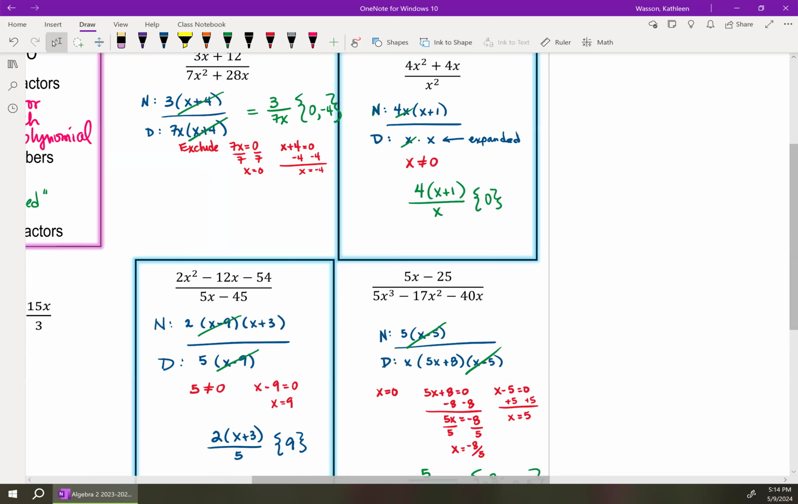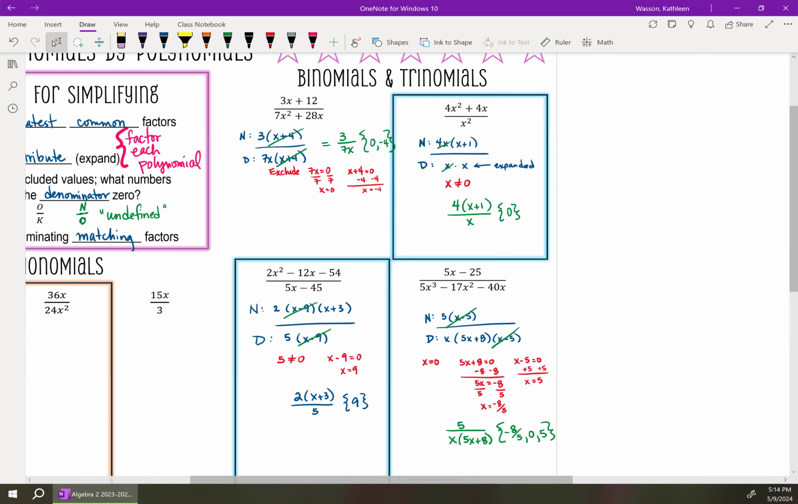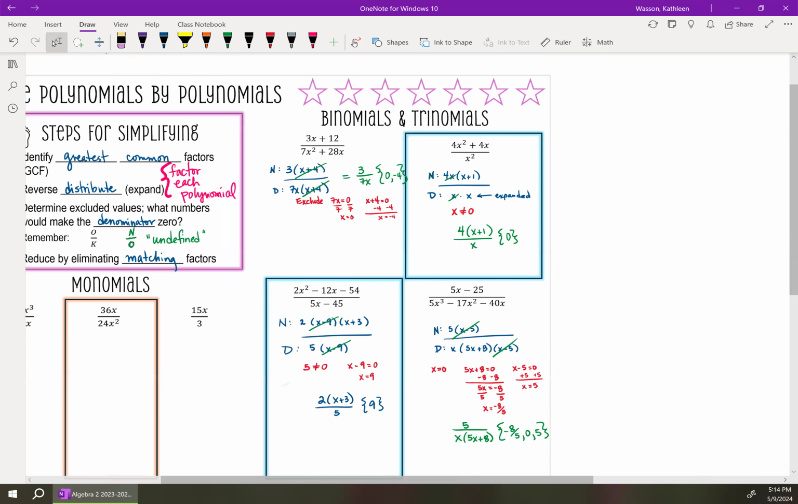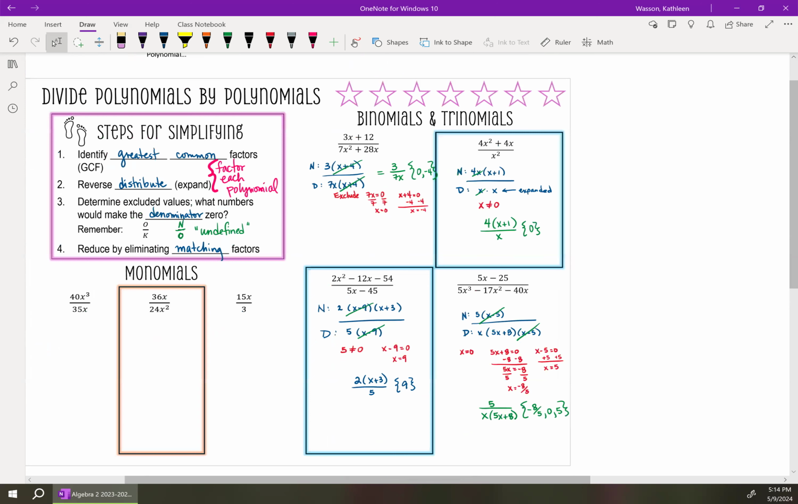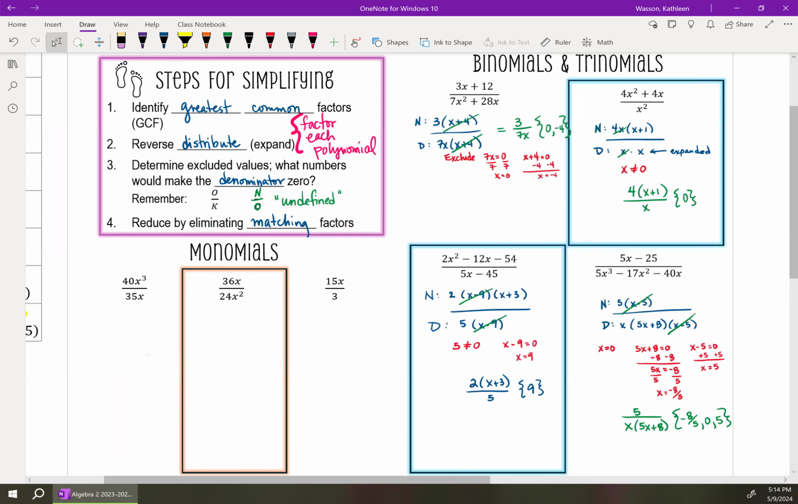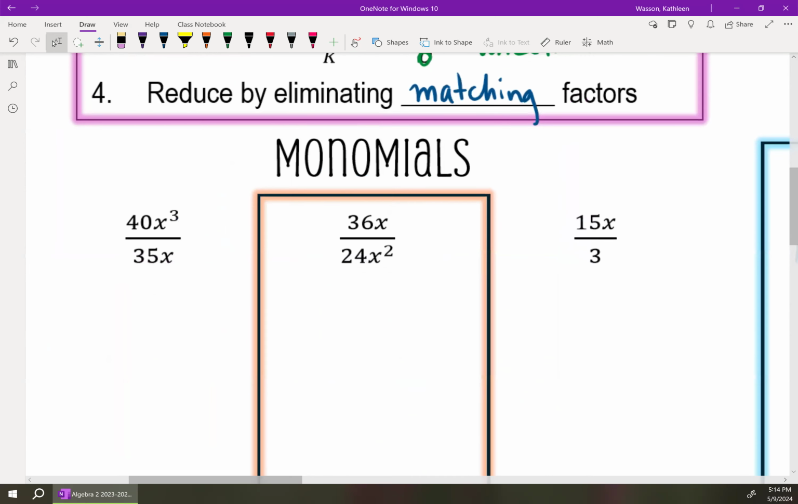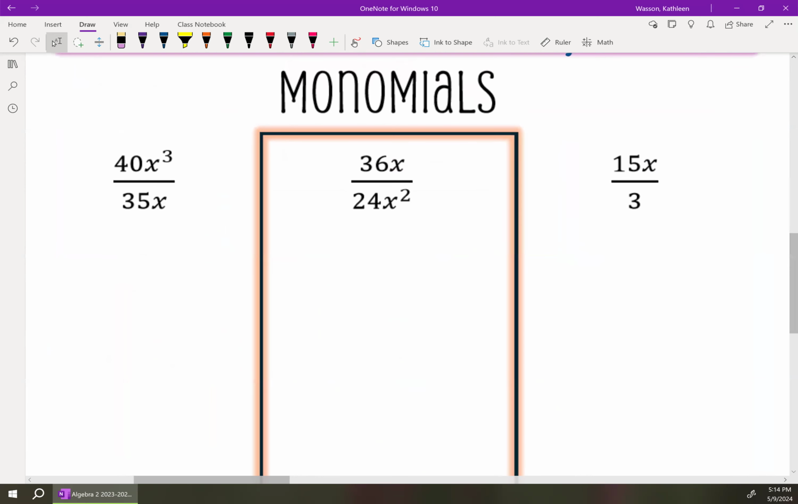So I have all of these problems done. These are with binomials and trinomials. I didn't talk about the monomials yet, so let's look at these. I have 3 examples. We can expand the numerator and the denominator. That's one option.